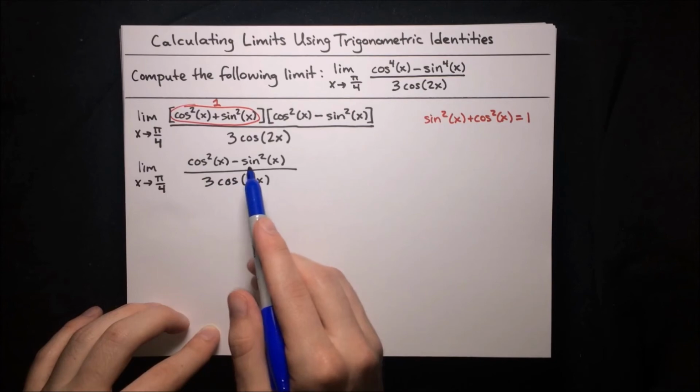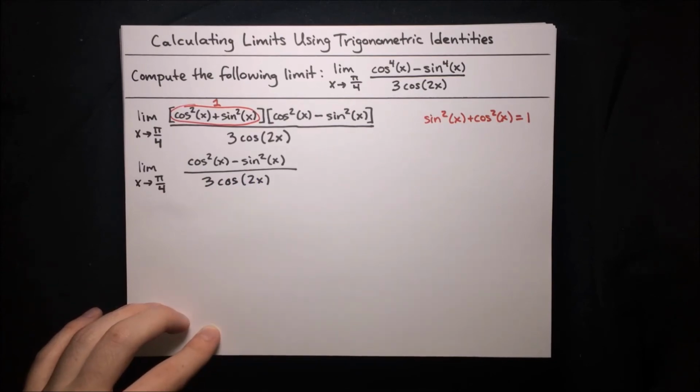It's still a perfect difference of squares. We can factor it into cosine plus sine times cosine minus sine. But do you see any simplifications that would arise after we do that? It doesn't look like there would be any, so let's actually not go down that route.